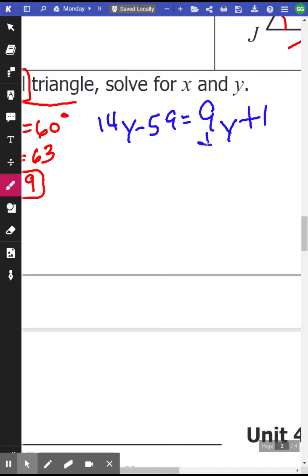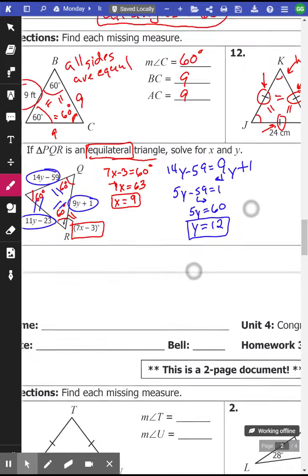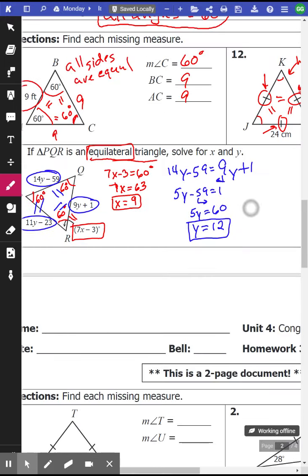Actually, let's move the 9y across. I'm going to be left with 5y minus 59 is equal to 1. Move the 59 across by adding it to both sides, and I get 60. That means y has to be 12. And that's how you do that.